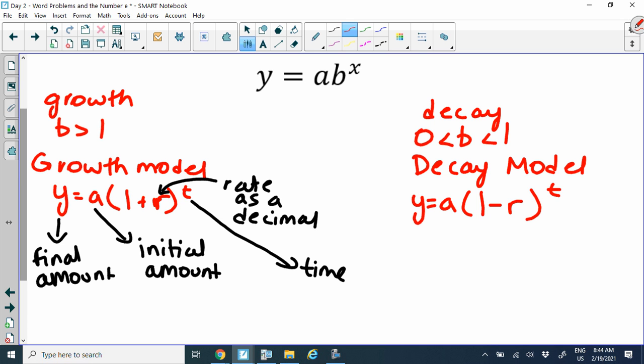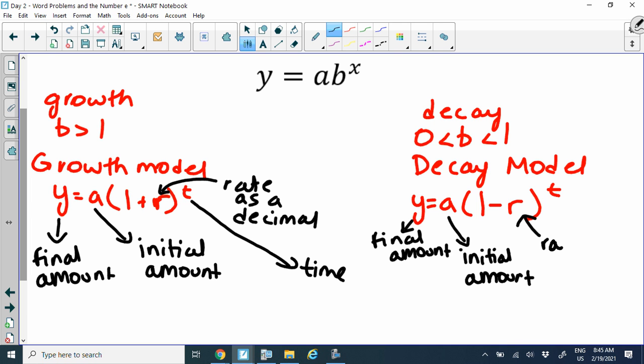So once again, y is going to be your final amount. A is going to be your initial amount. R is going to be the rate, and we want to make sure that's as a decimal, and t is going to be our time. Okay? So make sure you pause this so you can get all of that stuff down that you need to. Okay, so now let's apply these growth and decay models to the following problems.